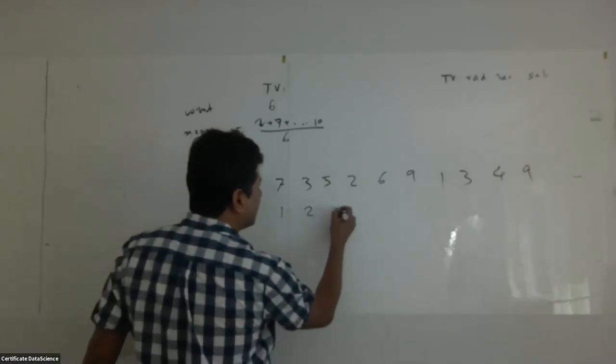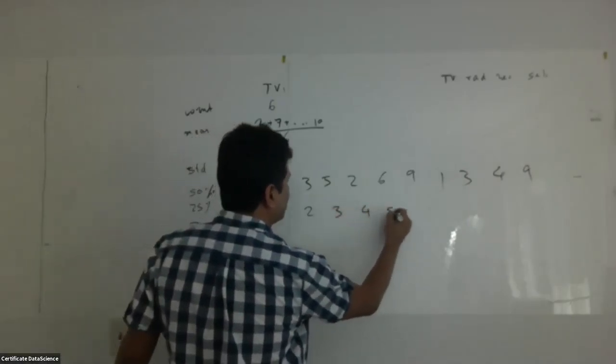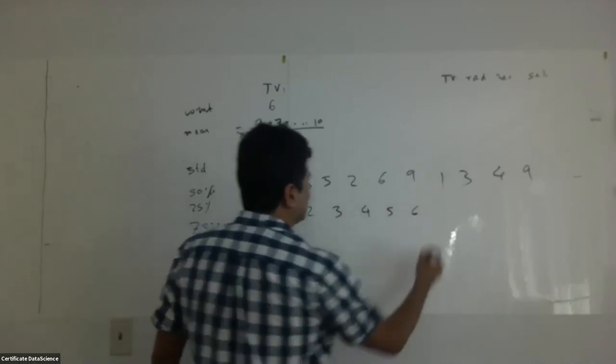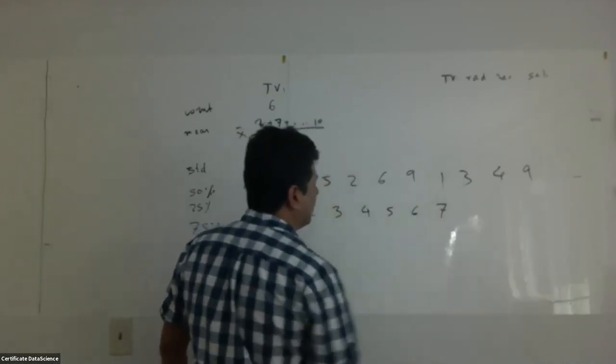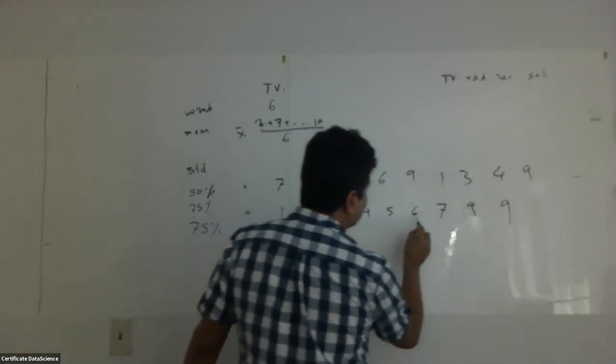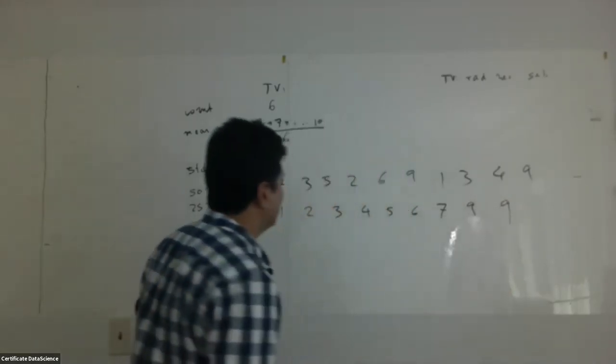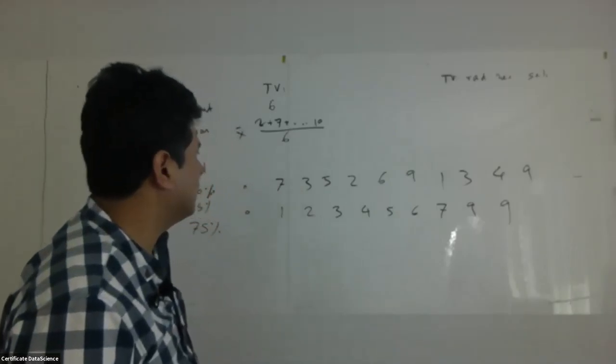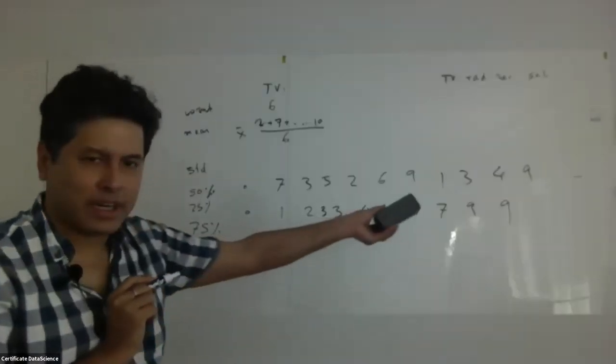2, 3 is there, 4 is there, 5 is there, 6 is there, 7 is there, 8 is there, 9 is there. 1, 2, 3, 4, 5, 6, 7, 8, 9. Is there anything missing? Yeah, 3 is twice, right? 3 is twice, yes. Okay, thank you. 3 is twice.